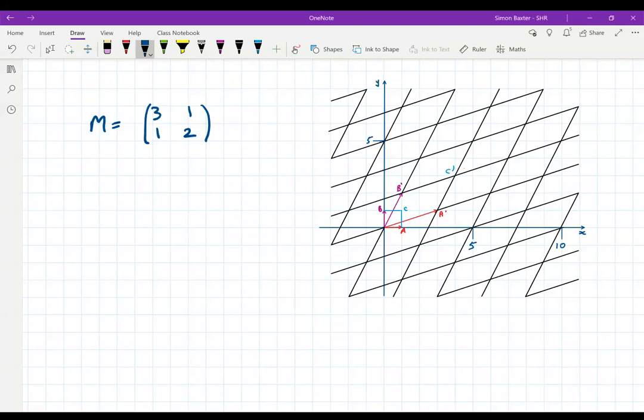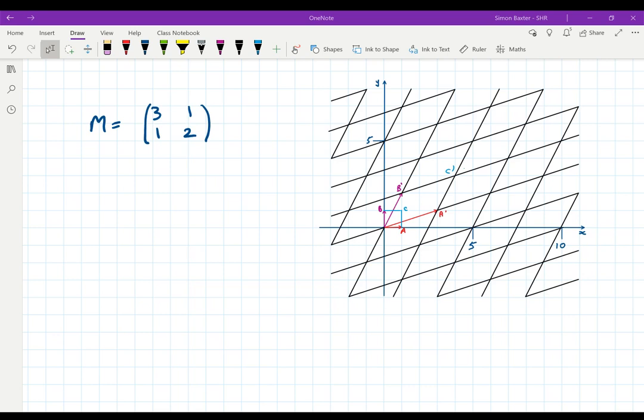In an earlier video, we saw how the matrix 3, 1, 1, 2 mapped the Cartesian grid of squares onto a parallelogram grid. If we start off just with this little square here, OACB, that was mapped onto OA dashed, C dashed, B dashed. The little square just next to it was mapped onto the next parallelogram along, and so on, so that the grid of squares that we start with becomes a grid of parallelograms.